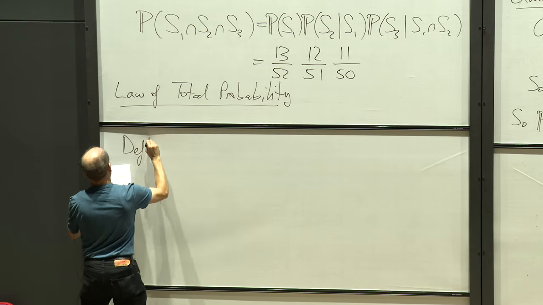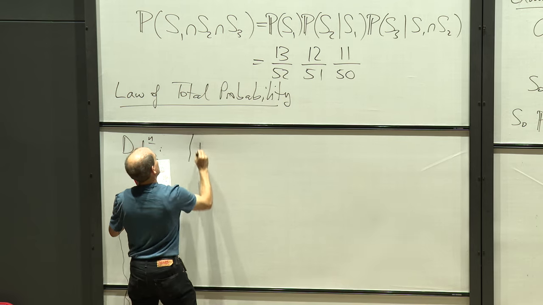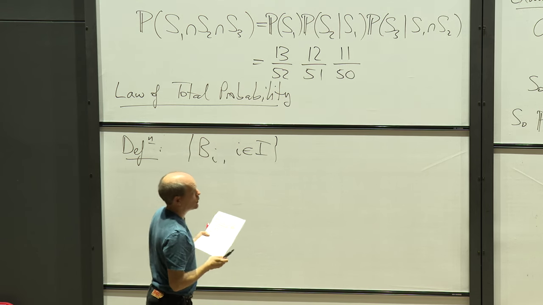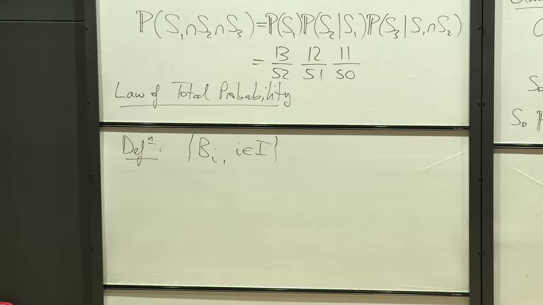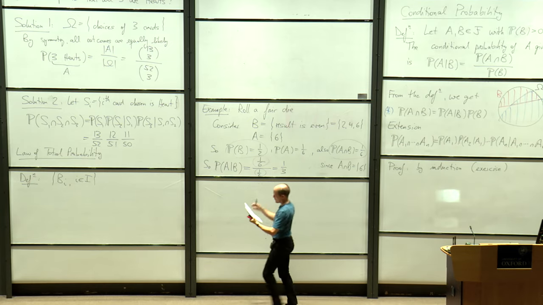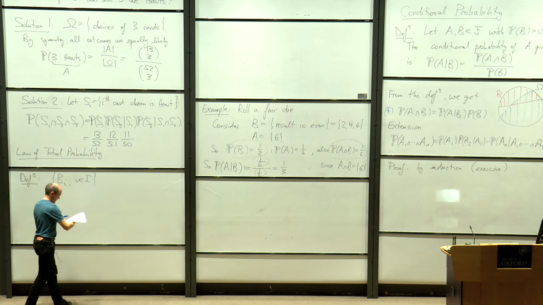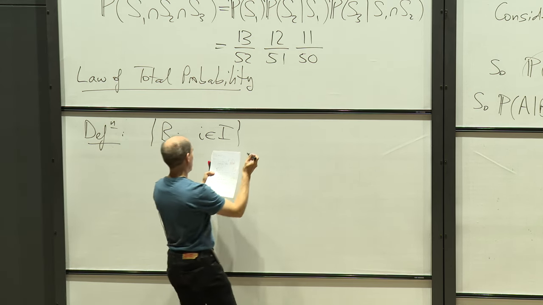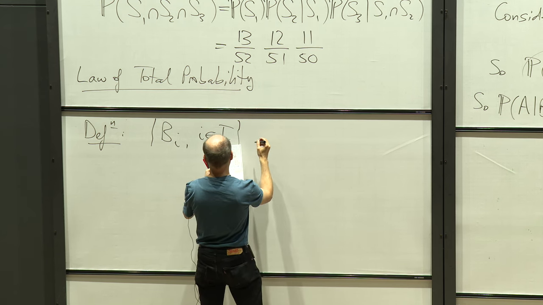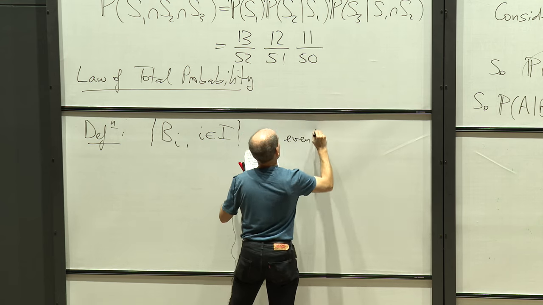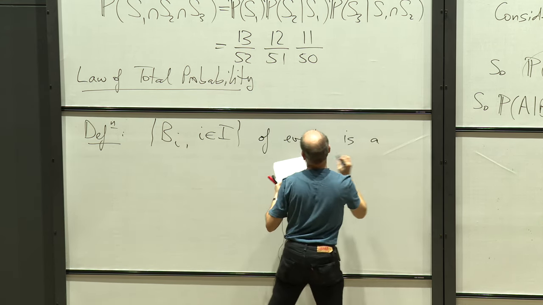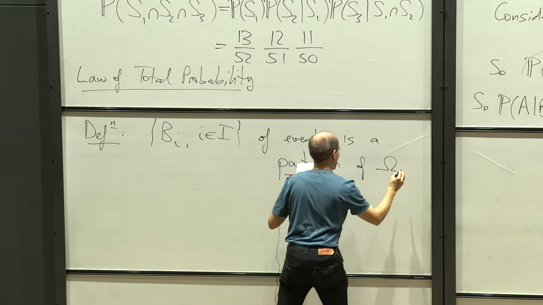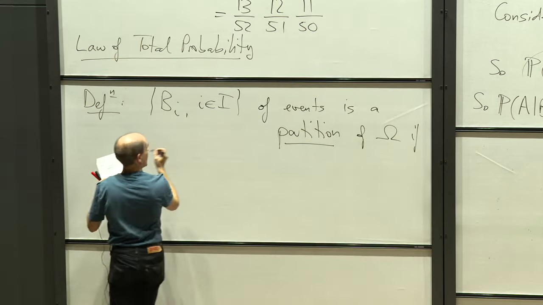So first, the definition. The definition is the definition of what we want to call a partition. And I'm referring back to the notion of countable that's also disappearing up there. Never mind. I is a countable set here. And I want to call a family Bi, i in I, of events a partition of our sample space omega if two things hold.